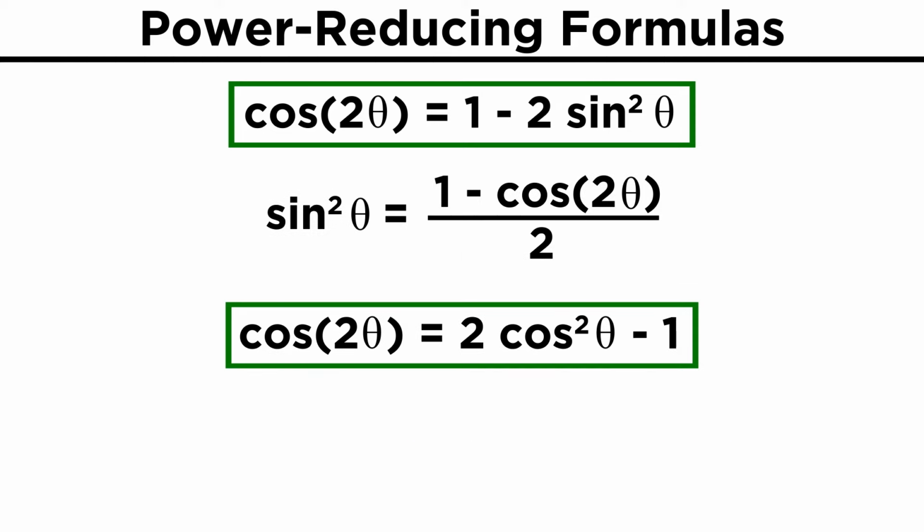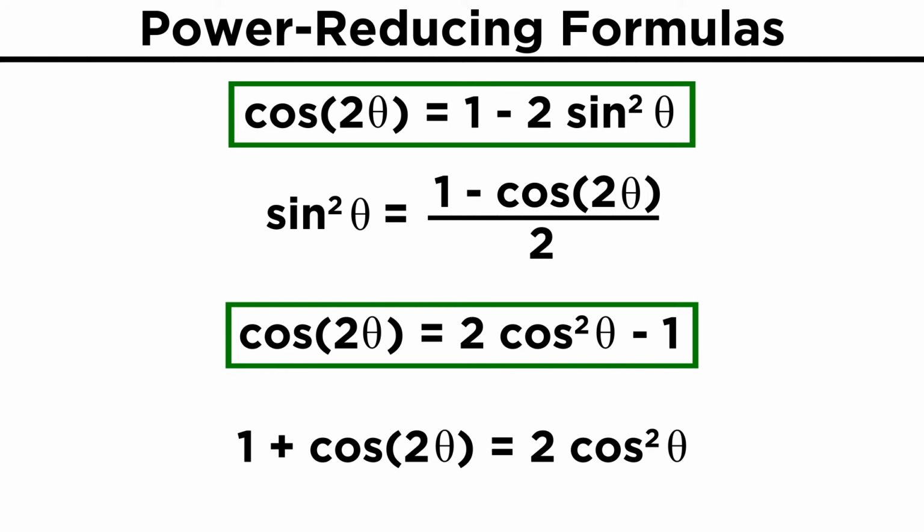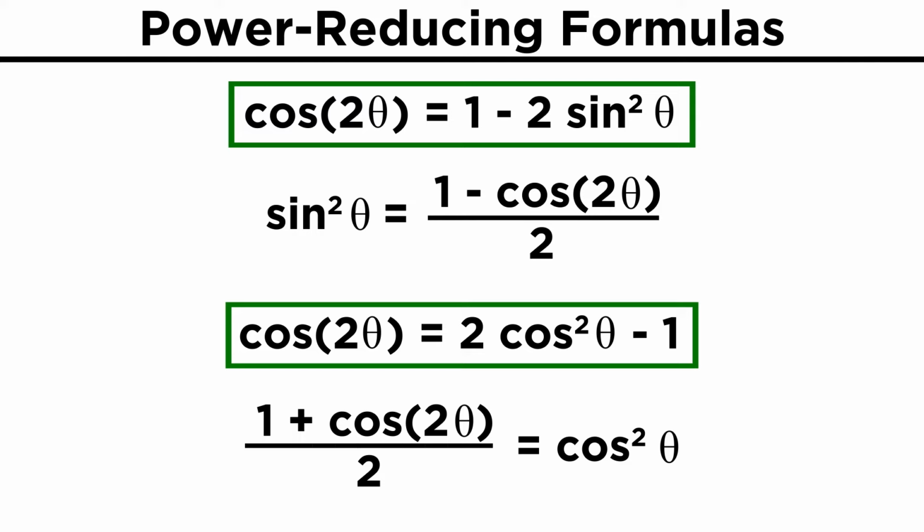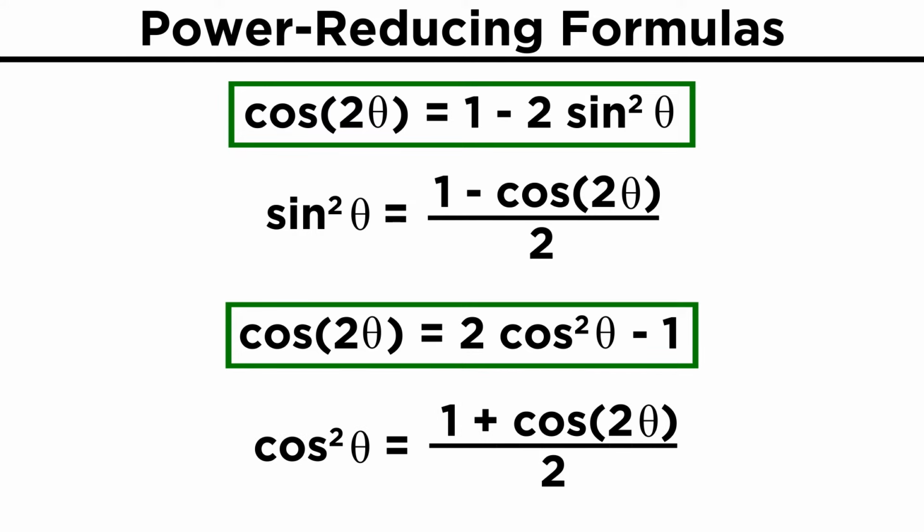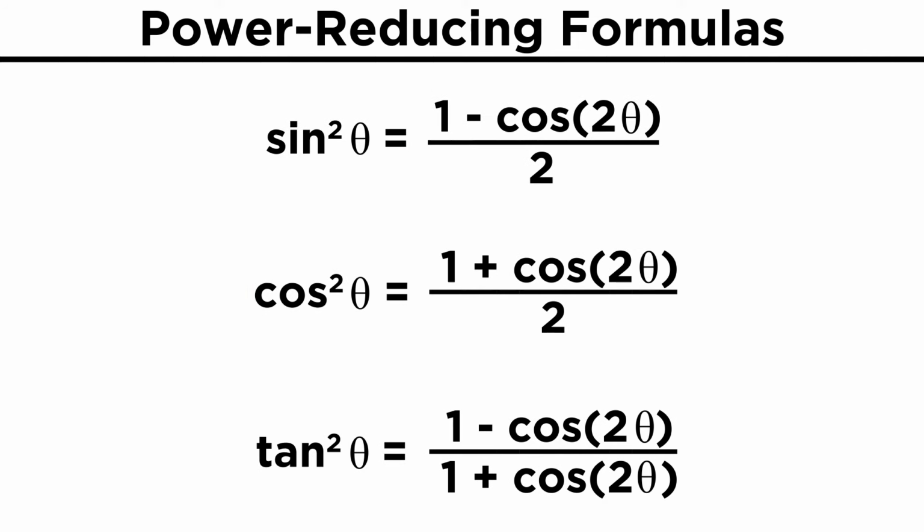Let's do the same thing for this other form. Bring the 1 to the other side, divide by 2, and we have cosine squared theta in terms of cosine 2 theta. Combining them gives us one for tangent squared theta.